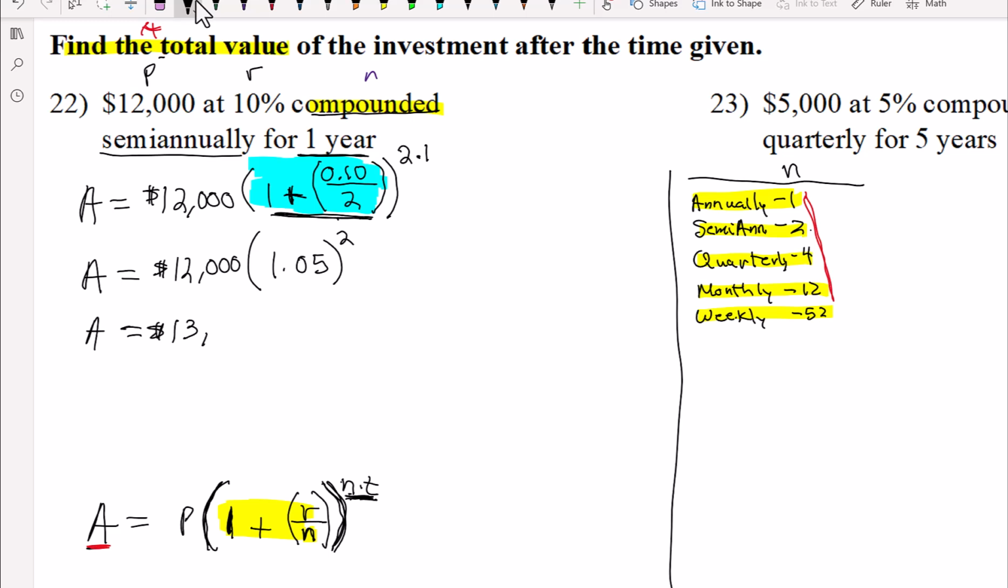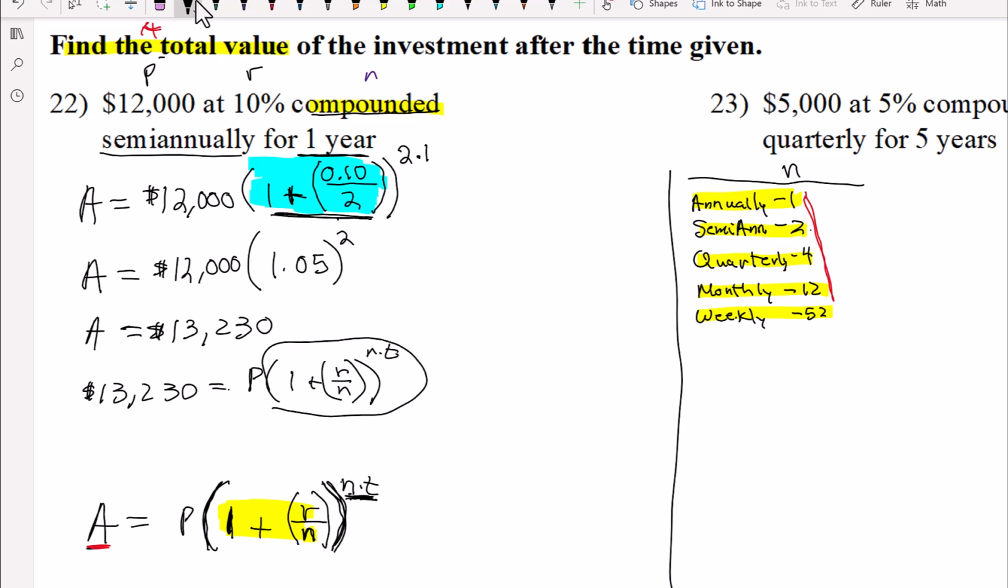Now, for challenge problems, there's a couple things you could do. You could say, well, what if you knew the account balance, but we didn't know the principal? What if that was the case? All right, well, then they'd fill everything else in, and then notice whatever this simplified to, they would just have students divide that on both sides.